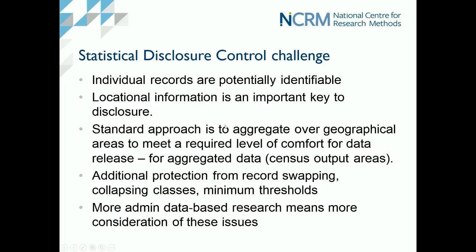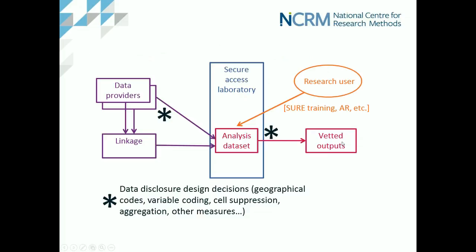The disclosure control strand I'll show a tiny bit more from. Obviously, individual data that people are using these days, increasingly from administrative linked records, are potentially identifiable, and if location is given away, that's key. It's important to disclosure, and so we've always aggregated over geographical areas. Everything we've just talked about is an example of that. Usually there's some record swapping, minimum thresholds, collapsing of classes, but those issues are being pushed further and harder by the fact that we're increasingly in a world in which researchers are getting data linked and analysing it in a secure laboratory setting, and then there's a question about what they may be able to take out of those secure settings.